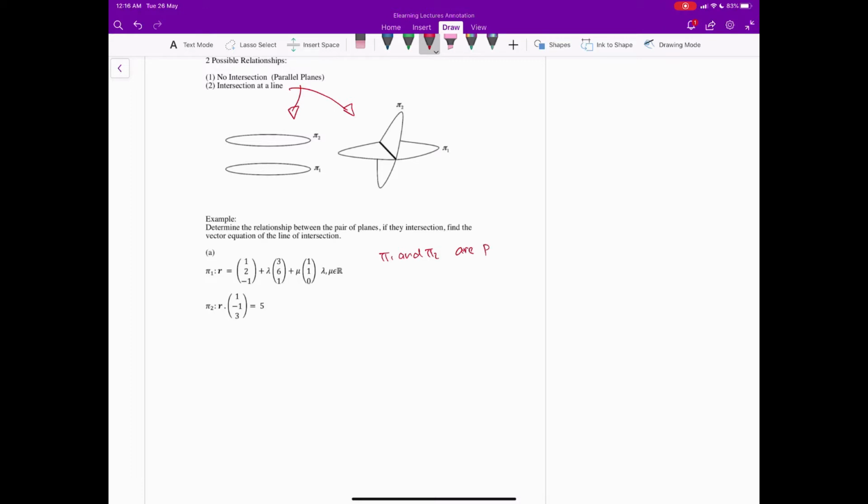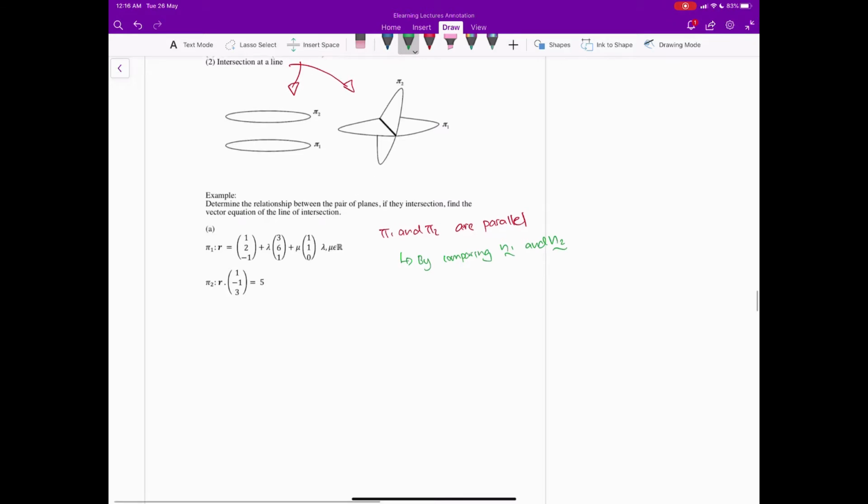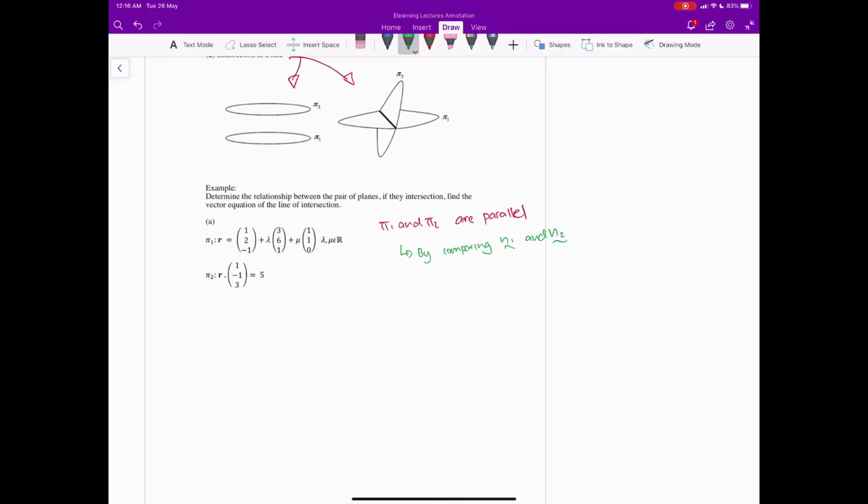What you need to do is convert your plane 1 to scalar product form. Then, by comparing your n1, which is the normal of plane 1, and the normal of plane 2, if they are scalar multiples of each other, or they are the same, or they are just opposite of each other, it simply means that the planes are parallel. So this one is parallel. Just quickly pause the video and try to see whether you can prove that these two planes are parallel.